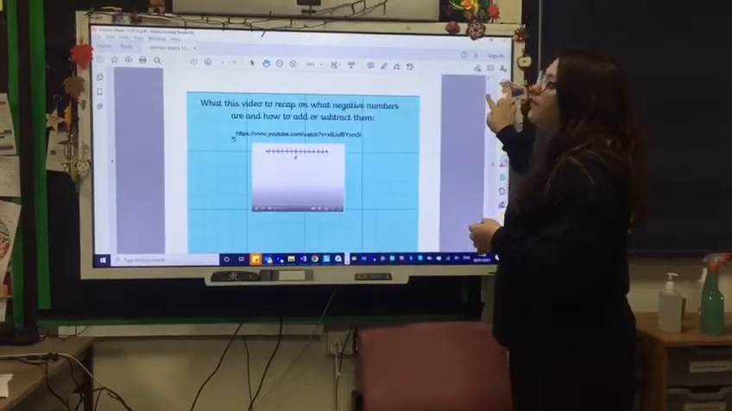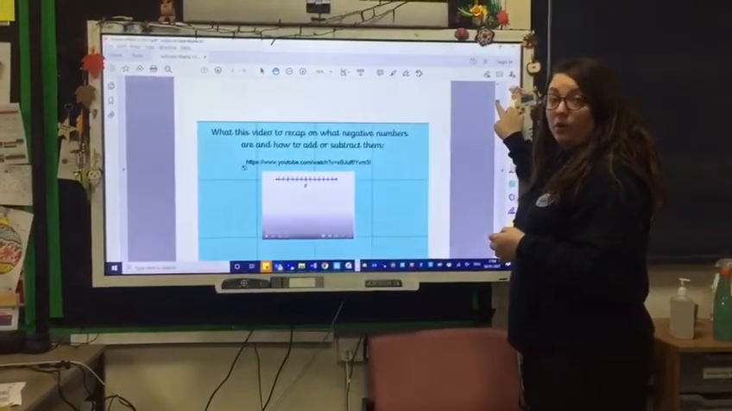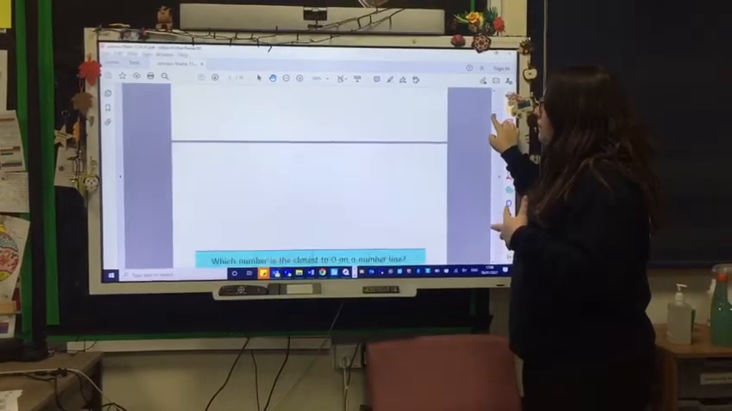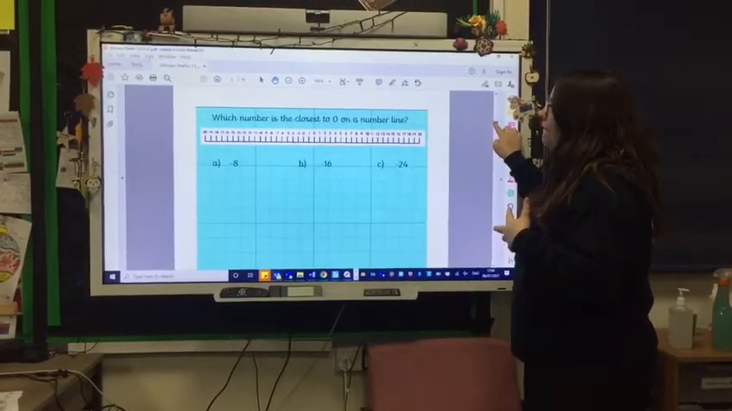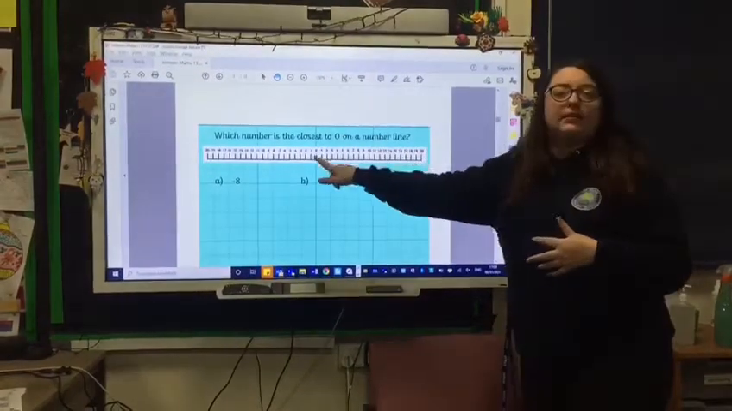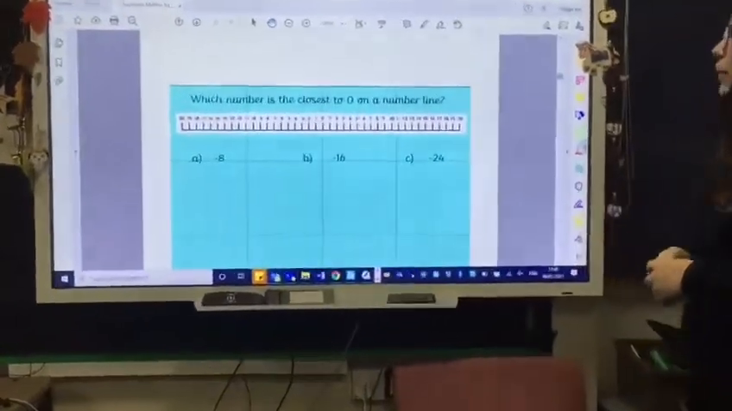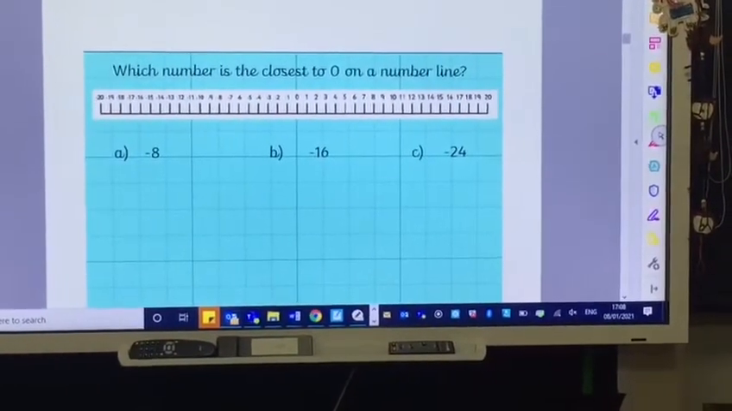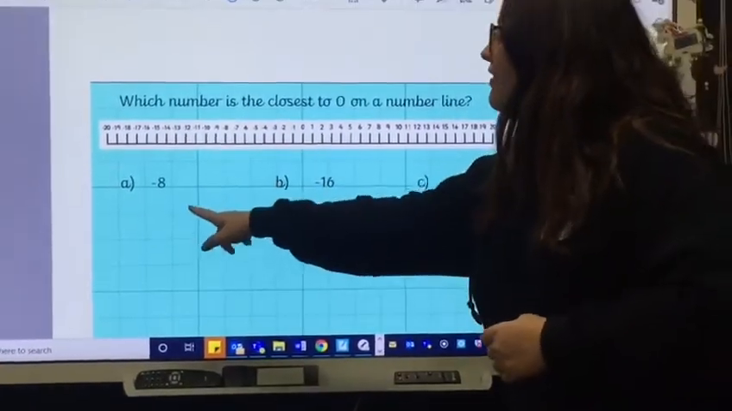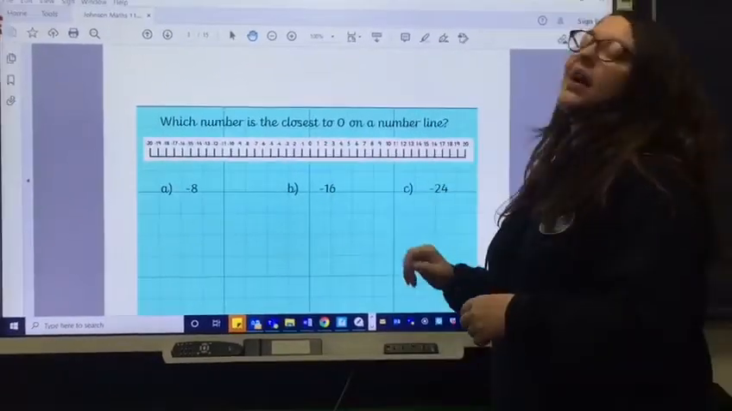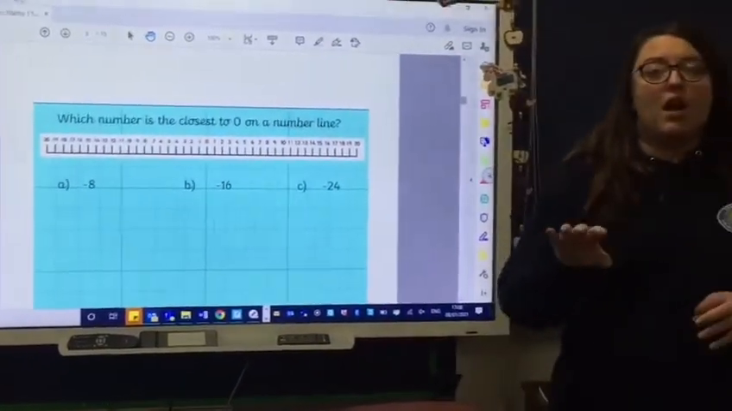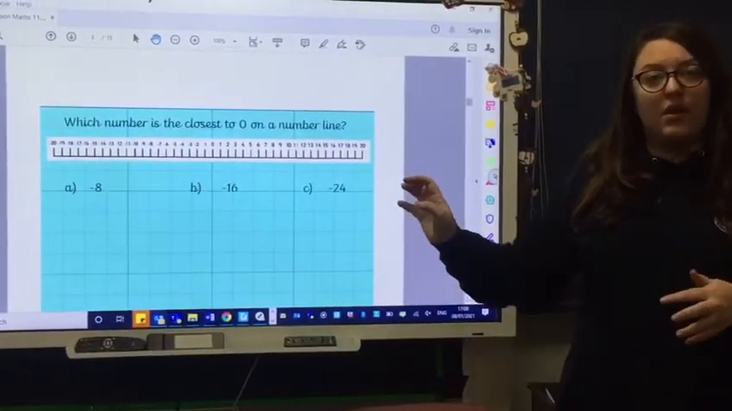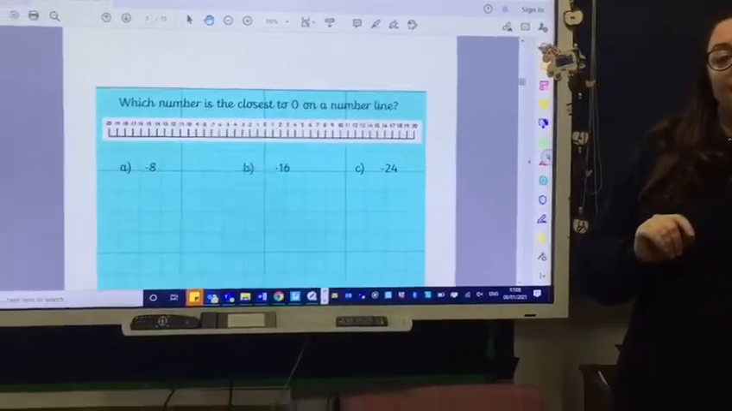Okay, there is a video on your link that you may want to watch that's on YouTube just to remind yourselves. But here is a number line for us to look at. What I want you to think about first of all was which number is closest to 0: -8, -16 or -24. Pause the video, have a look at the number line, draw arrows to those numbers if you need to, and have a think which one's closest.